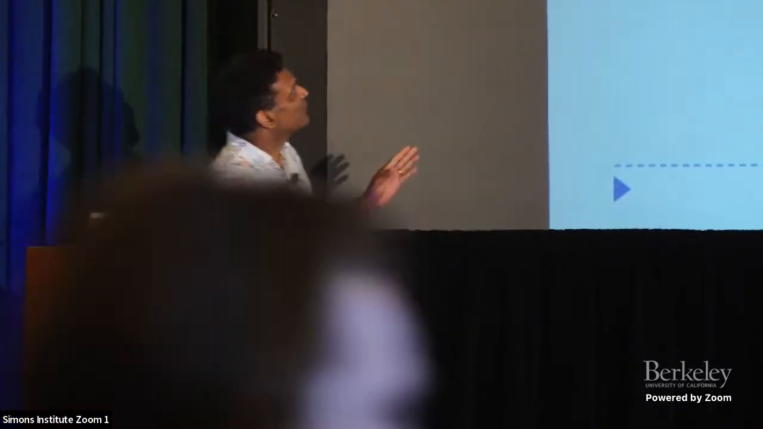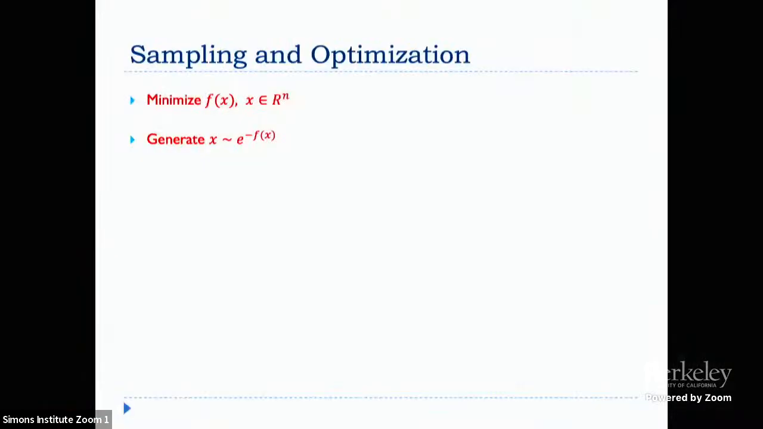So here are the two problems. Minimize a function. Let's think of Euclidean space. We'll see something more general very soon. Generate points from a distribution whose density is proportional to e to the minus some function of x. Okay, those are the two problems.